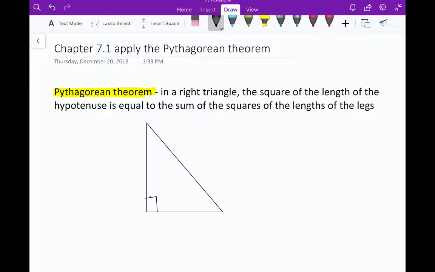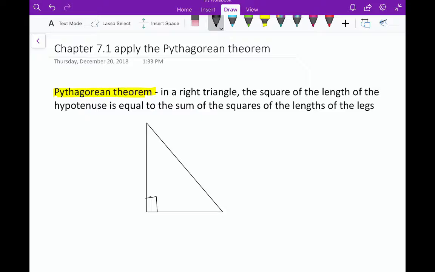This is the video for chapter 7.1, applying the Pythagorean theorem. The Pythagorean theorem says that in a right triangle, the square of the length of the hypotenuse is equal to the sum of the squares of the lengths of the legs. So let's look at exactly what this means.